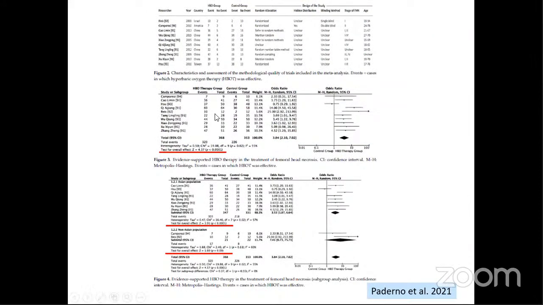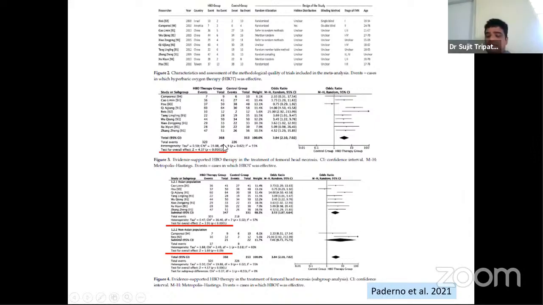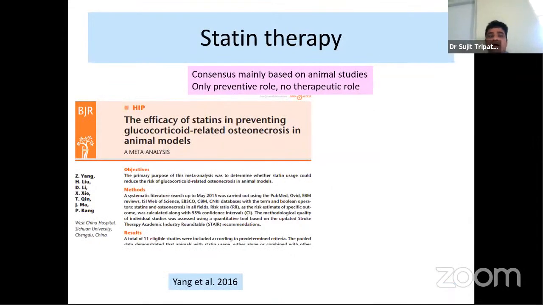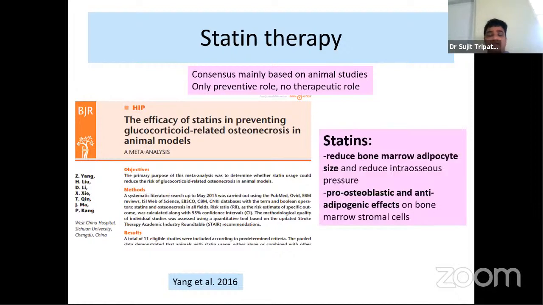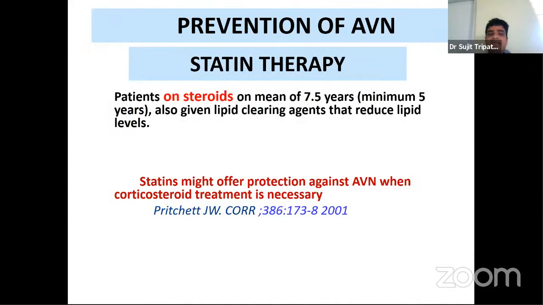The clinical efficacy is clearly seen when the hyperbaric oxygen therapy was given. Statin therapy, let me clarify that statin therapy has never been used as a clinical treatment. It is only used as a prophylactic treatment, particularly in patients who receive corticosteroid for a long period of time. When you give atorvastatin or simvastatin along with the corticosteroid, probably you can prevent the development of osteonecrosis. So the mechanism of action is it reduces the bone marrow adipocyte size and reduces the intraosseous pressure. And the indirect effect, it has been noted that it has some pro-osteoblastic and anti-adipogenic effect as well.